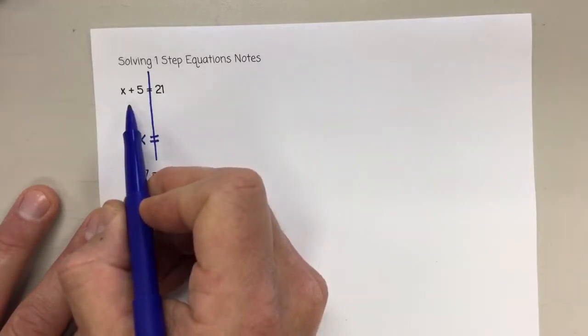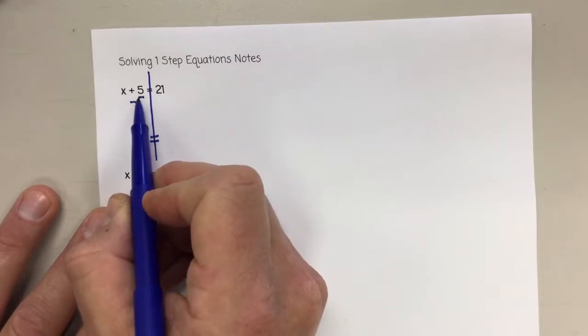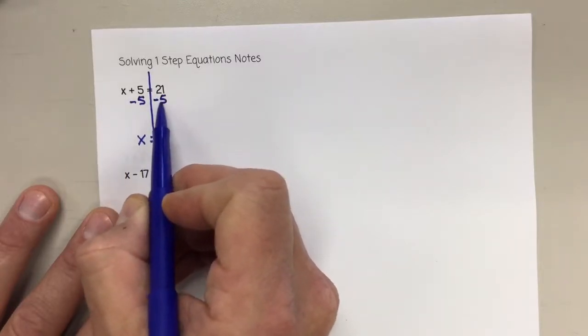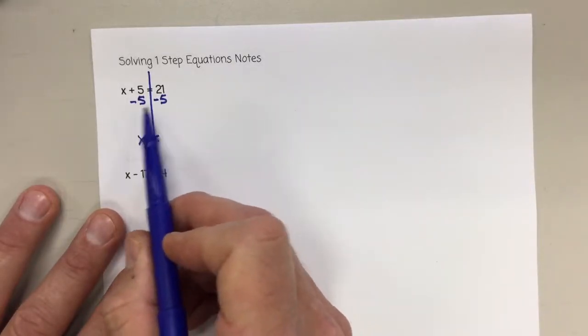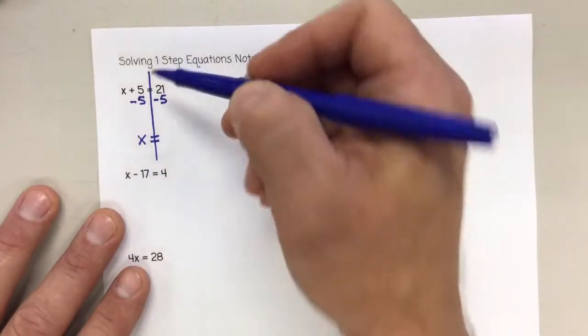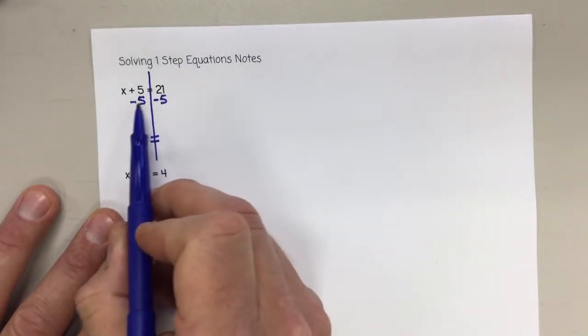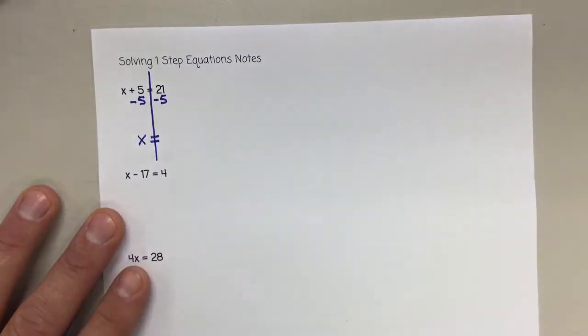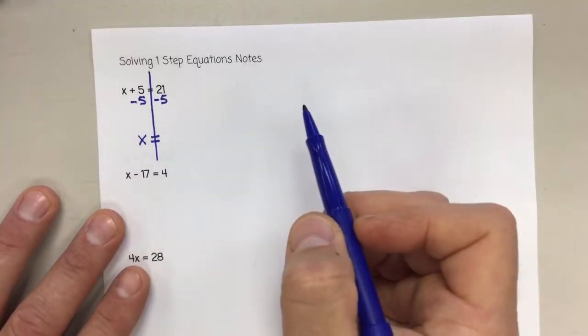So what we do is we always do the opposite. So if 5 is being added to x, we subtract 5. And one of the key steps here is that we need to subtract 5 from both sides of the equal sign. And that's why people draw the line down the middle. So they're sure to write negative 5 on both sides of that line. Because whatever I do to one side of an equation, I must do to the other.